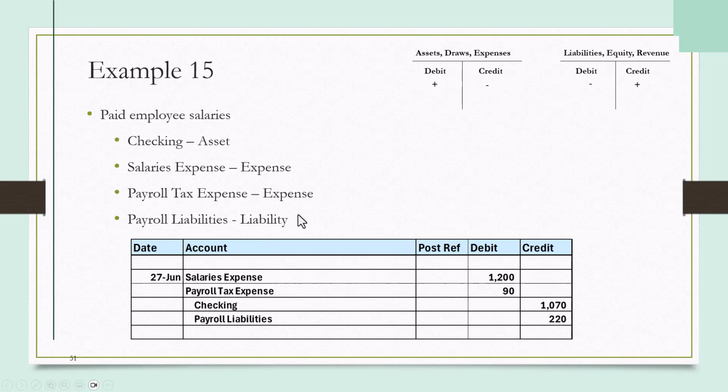So this is what the full entry would look like. You would debit salaries expense for the gross pay, debit payroll tax expense for those employer taxes. Checking would be a credit for the net pay, and then any withholdings and the payroll taxes, those would be a credit to payroll liabilities. When you add to liabilities, that would be a credit. And then you could add any account numbers and an explanation if you wanted to.